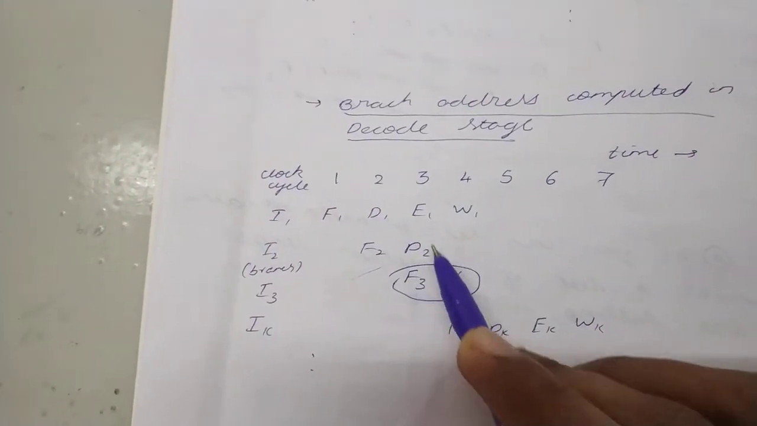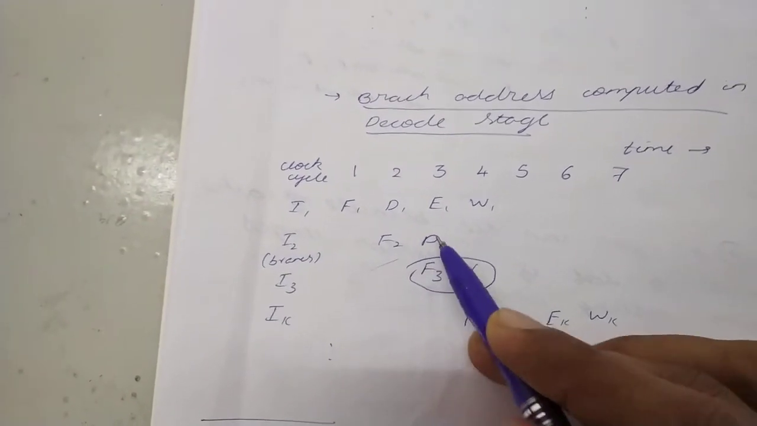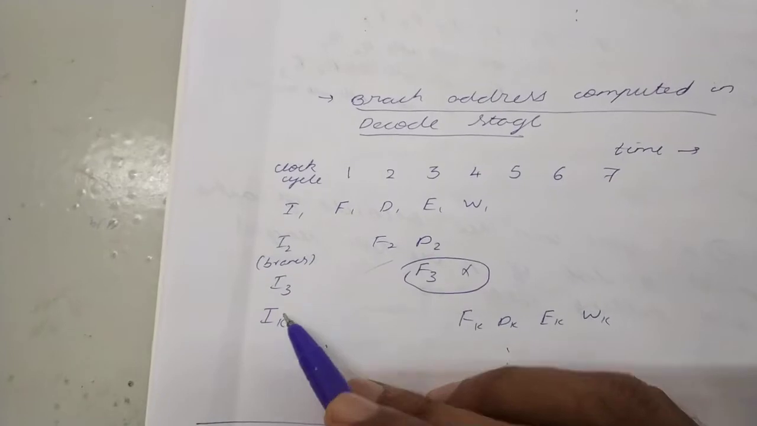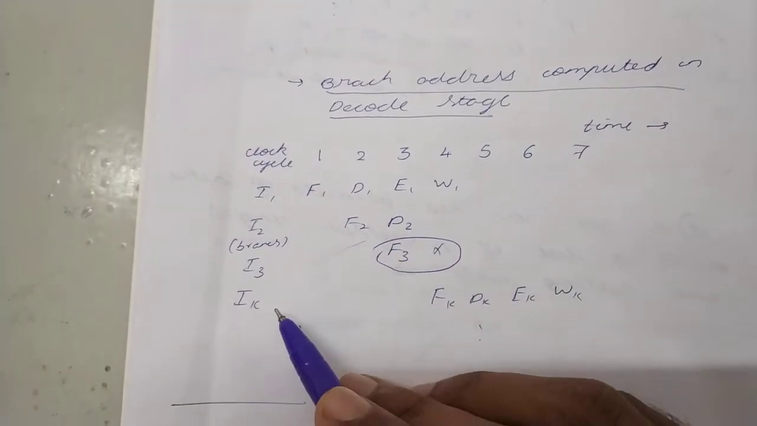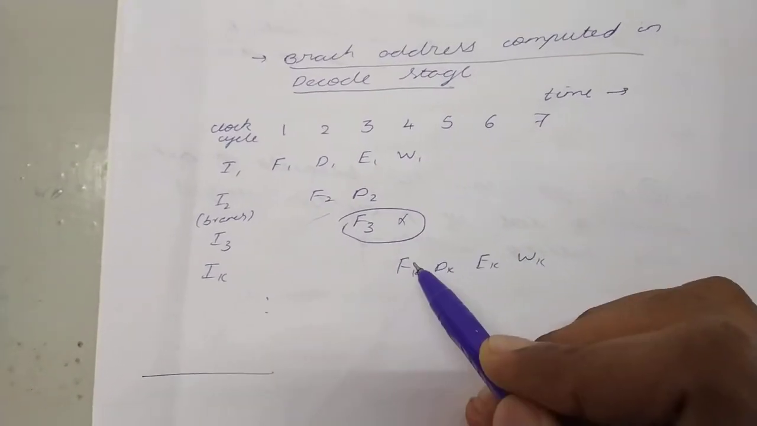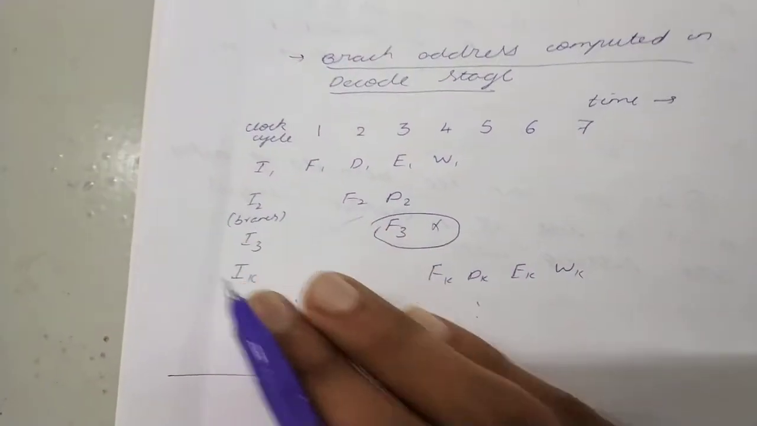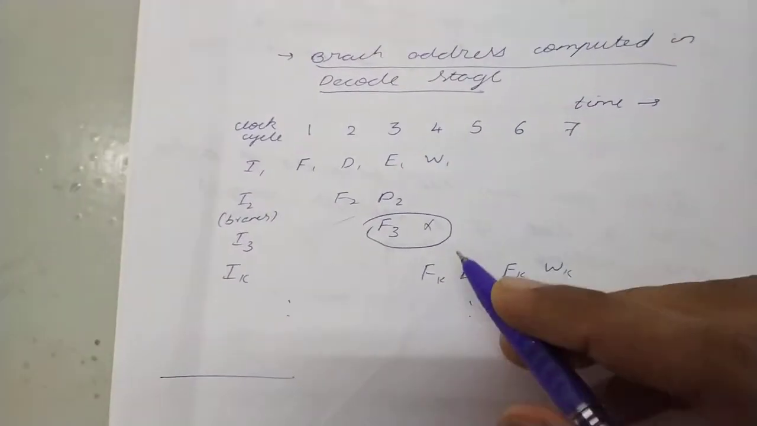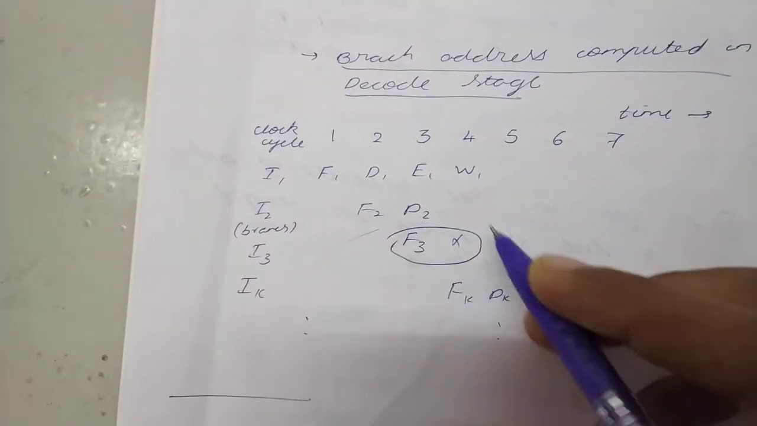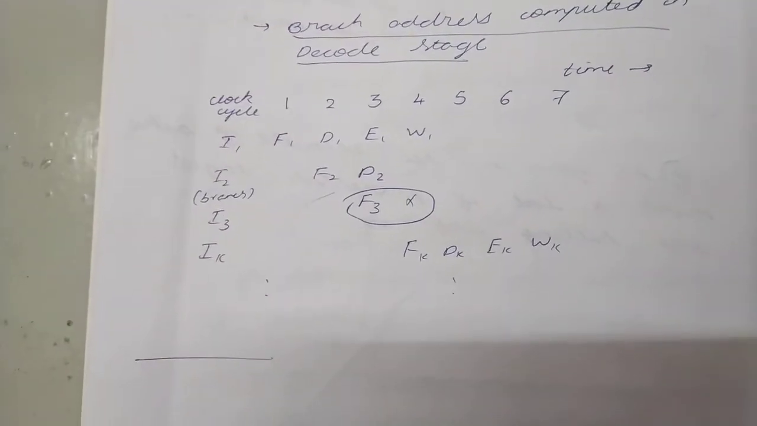By the time it is decoded, the third instruction is fetched. But we get to know that we have to jump to the kth instruction. It's an unconditional branch. So from the 4th clock cycle, we have to again fetch the kth instruction and start executing it from the 4th clock cycle. And the fetching of the third instruction is going to waste because it is not going to be executed.